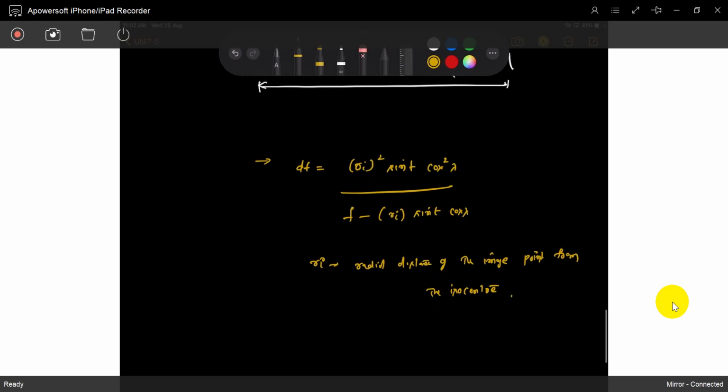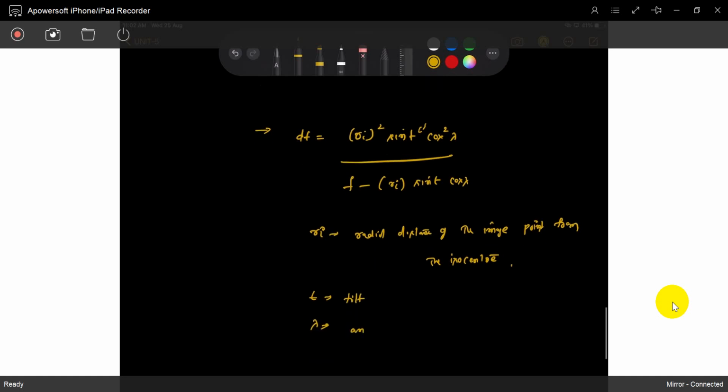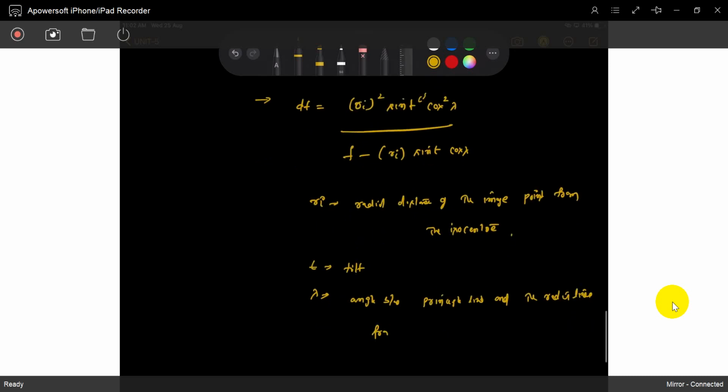If the tilt is, say, 5 degrees, how much distortion or displacement will happen on the tilted image? T is the tilt of the photograph, which you already know. What is lambda? Lambda is the angle between the principal line and the radial line from the isocenter.